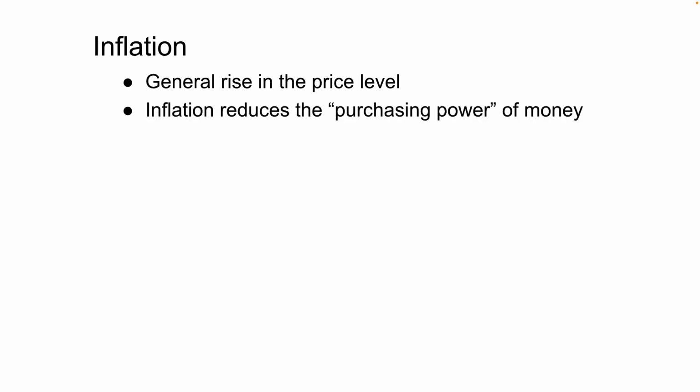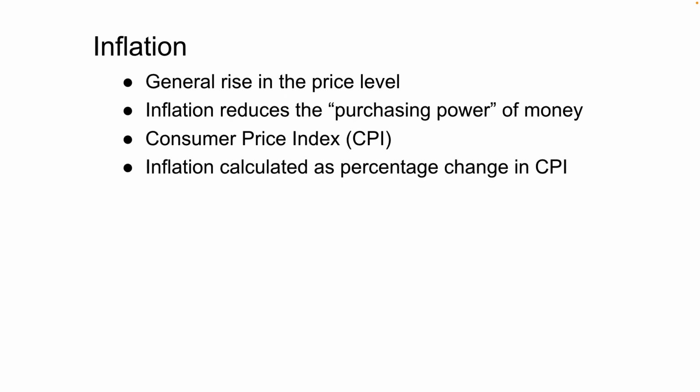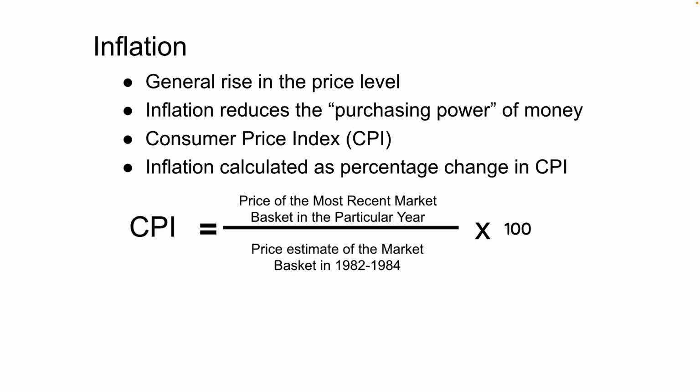Now, the reason we're concerned about this is because inflation reduces the purchasing power of money, which means that if we have a fixed amount of income, then we can buy less with that income. We measure inflation using the Consumer Price Index, which is a measure of consumer spending, and inflation is calculated as a percentage change in the CPI. So we're going to be using the same percentage change formula that we use for calculating economic growth in Chapter 8.